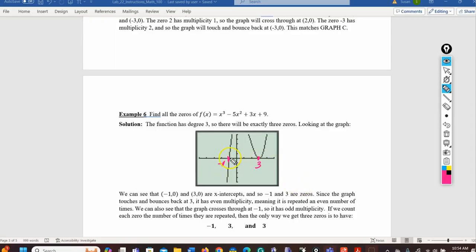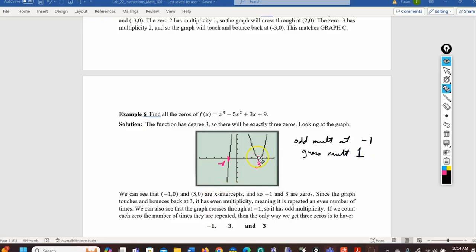And what's happening at -1? It's crossing through, so we have odd multiplicity at -1. So it only occurs once, or 3 times, or 5 times. It can't occur 3 times, because if you count a zero the number of times it's repeated, that would give us 3 zeros, and then we still have these to go with. So I'm going to say it has multiplicity 1. So it's only repeated once.